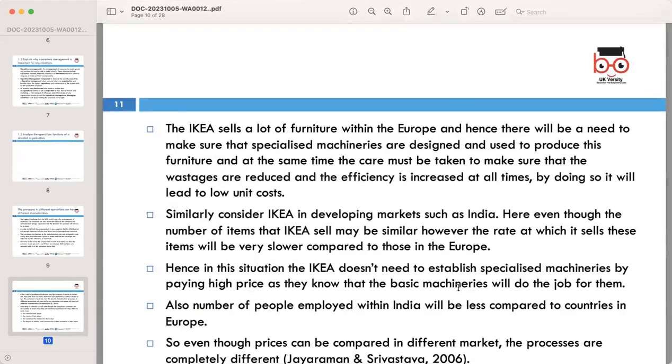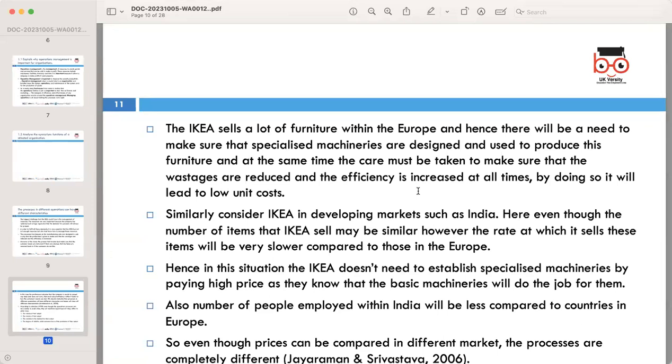Again, he's talking about IKEA's adaptations in operations for different markets. IKEA sells a lot of furniture within Europe, and hence there is a need to make sure that specialized machinery is designed and used to produce this furniture. At the same time, care must be taken to make sure that wastage is reduced and efficiency is increased at all times. By doing so, it will lead to low unit costs.